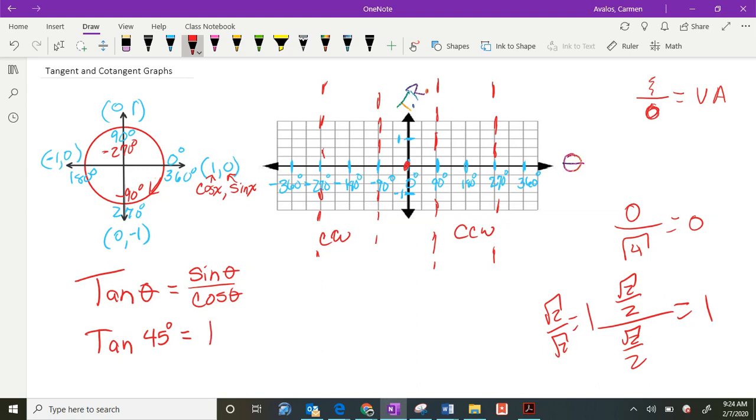So we know that the tangent of 45 is going to be 1. So here in between there is 45. So this one here is the 45, and we're going to have 1. And then I need to go from 0 to -90.